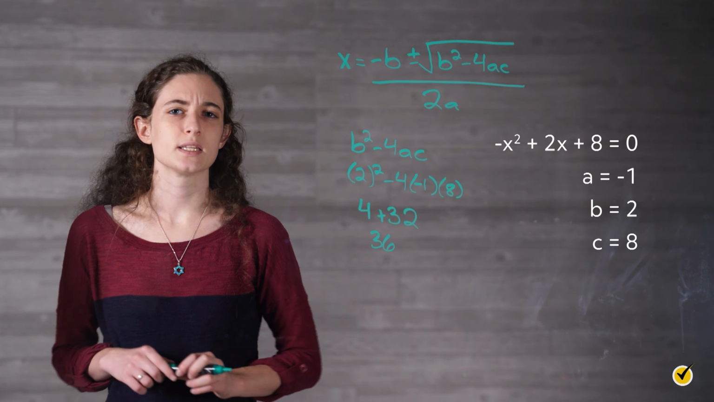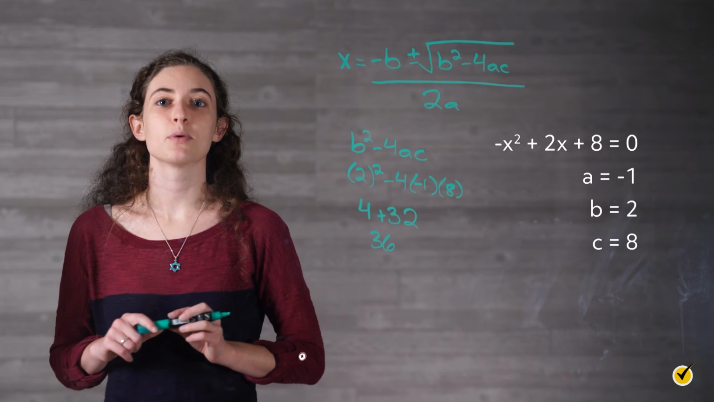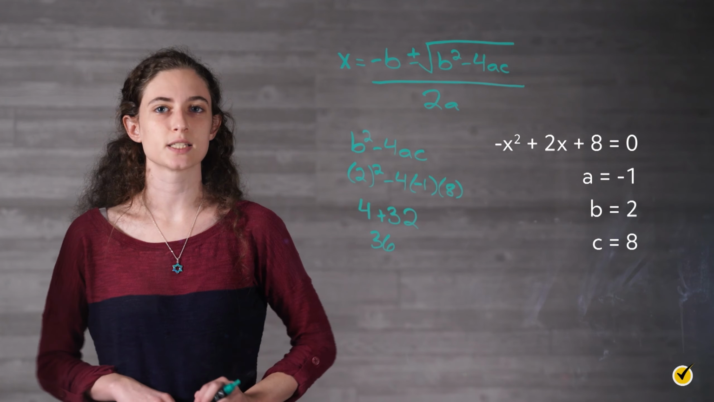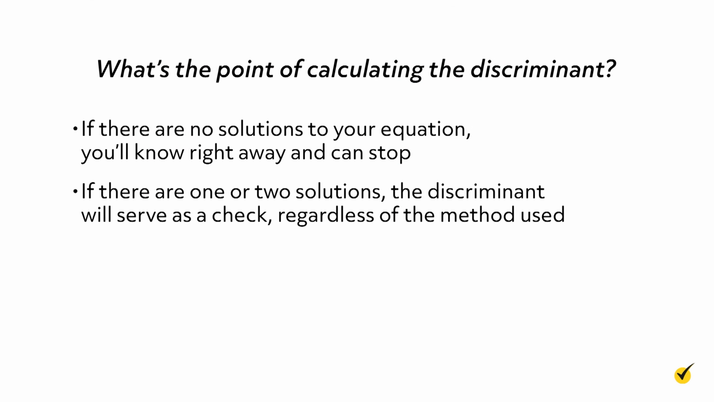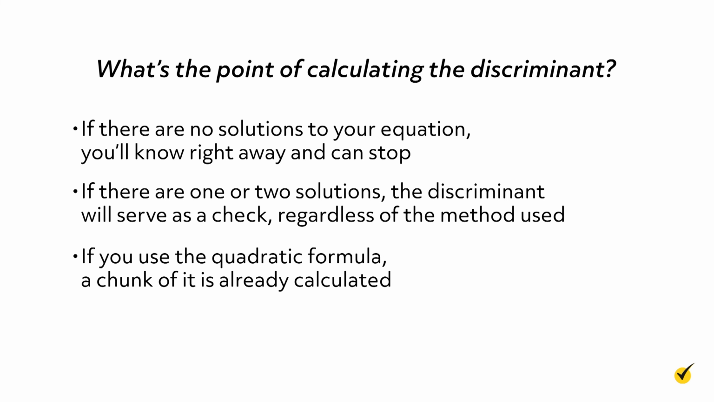What's the point of calculating the discriminant? If you get in the habit of checking it every time, a few things happen. If there are no solutions to your equation, you'll know right away and can stop. If there are 1 or 2 solutions, the discriminant will serve as a check, regardless of the method used. If you use the quadratic formula, a chunk of it is already calculated. Speaking of the quadratic formula, let's try it out.